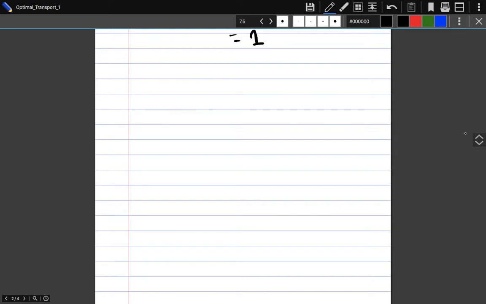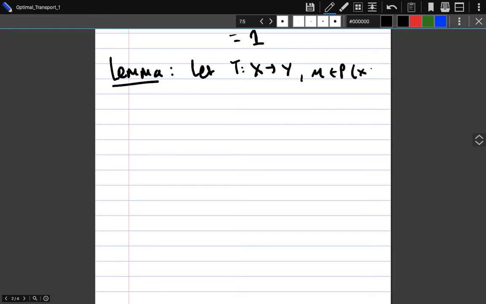Now we can prove something interesting about these. So let's state a lemma. The lemma is: let T be a measurable function going from X to Y, and then you have mu, which is a probability measure, and nu is a probability measure on the space Y.